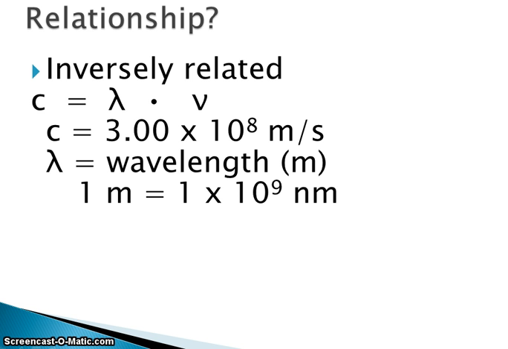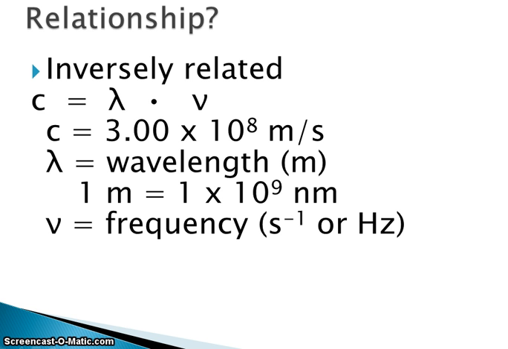So we need to know a conversion because most of the wavelengths we're going to deal with in our problems are going to be in terms of nanometers. So for every 1 meter, there are 1 times 10 to the 9th nanometers. And then our nu stands for our frequency, and our units for frequency are reciprocal seconds, or a reciprocal second is also equal to a hertz.